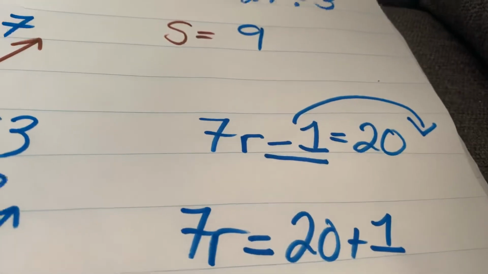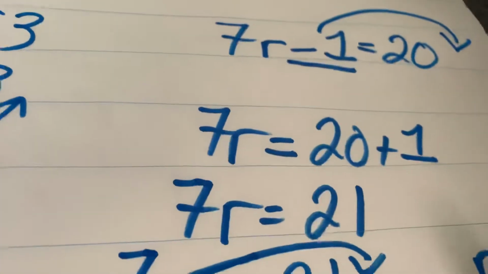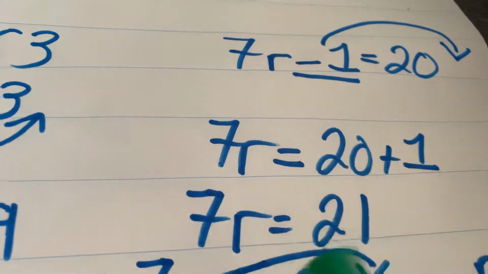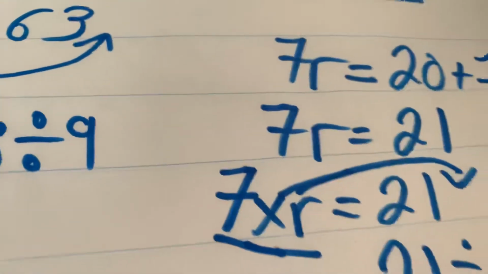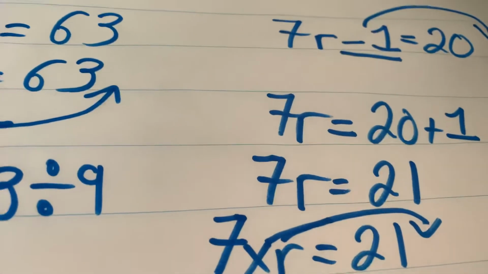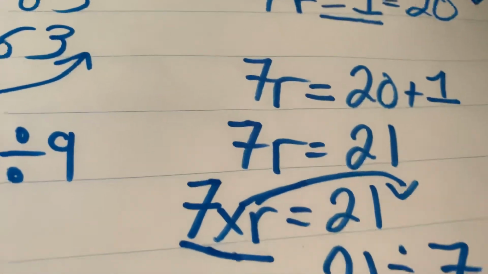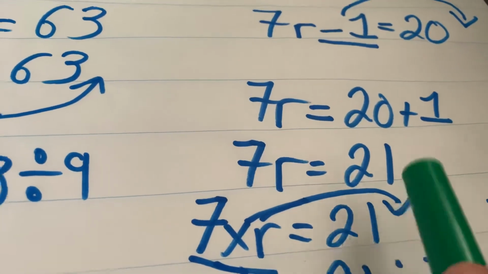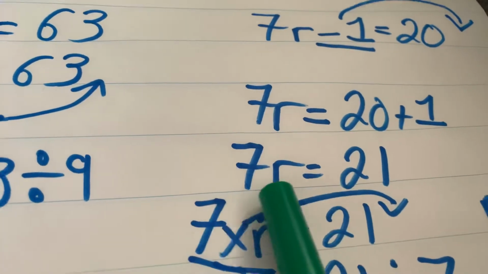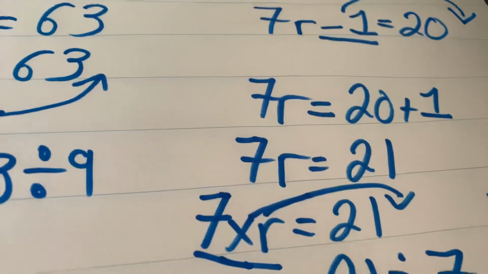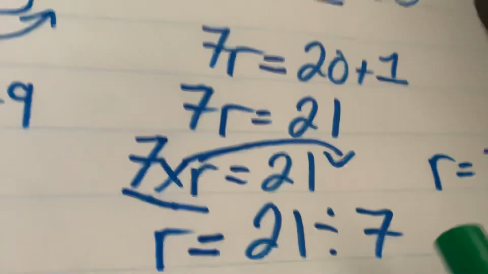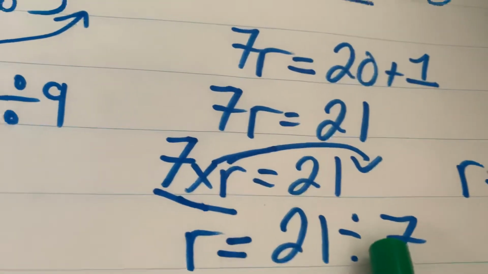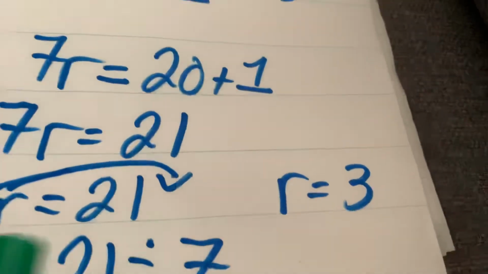Well, 20 plus 1 is an easy one to figure out. And notice, because I haven't done anything to my 7r, I just write it again. Now I have 7r equals 21. Well, I know that 7r is the same thing as 7 times r. So 7 times something will give me 21. I need to move the 7 times over to where the 21 is. And when I cross over the equal sign, I change operations. I do the opposite of multiplication, which is division. Now I have r equals 21 divided by 7. So 21 divided by 7, r equals 3.